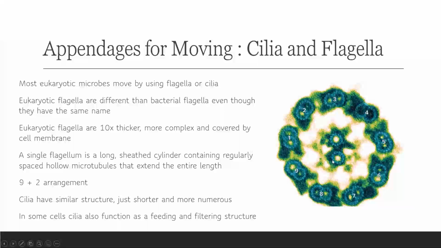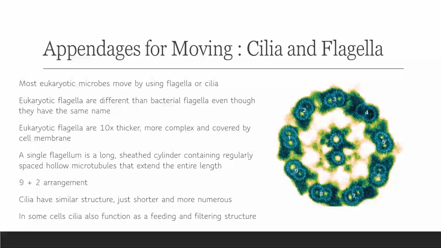And so you can see over here, it's a 9-2 arrangement. So if you count around the outside, there's 9 sets of microtubules here in blue on the outside, and then 2 in the middle. And then these kind of act like spokes in the wheel where we can have proteins reaching in towards the middle one and kind of ratcheting around in a circle to help move the flagella back and forth.